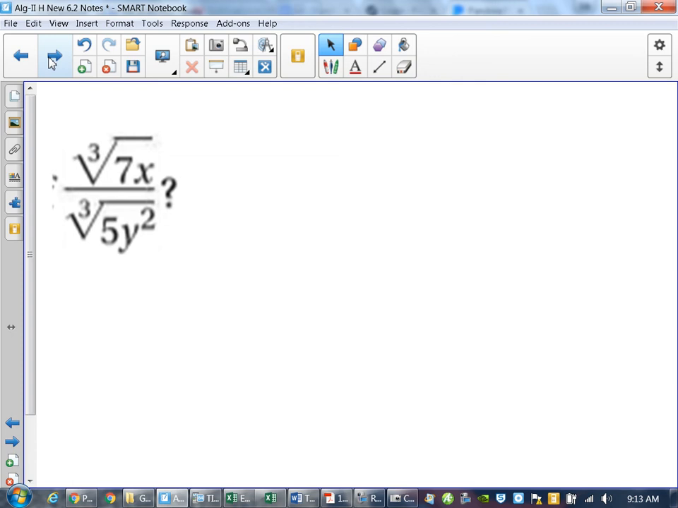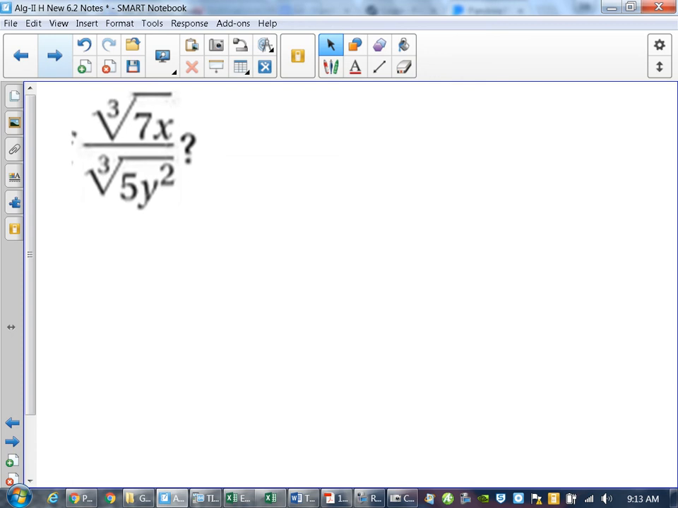Let's try another one. It's a little less complicated this time because 7 and 5 are already prime. So we're going to set it up the exact same way. We'll prime factor the denominator, but 5 is already a prime number, so it's just 5 to the first.